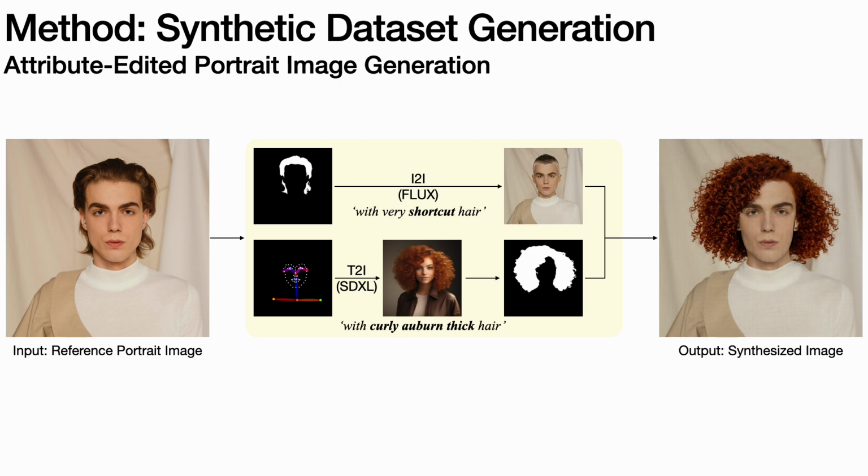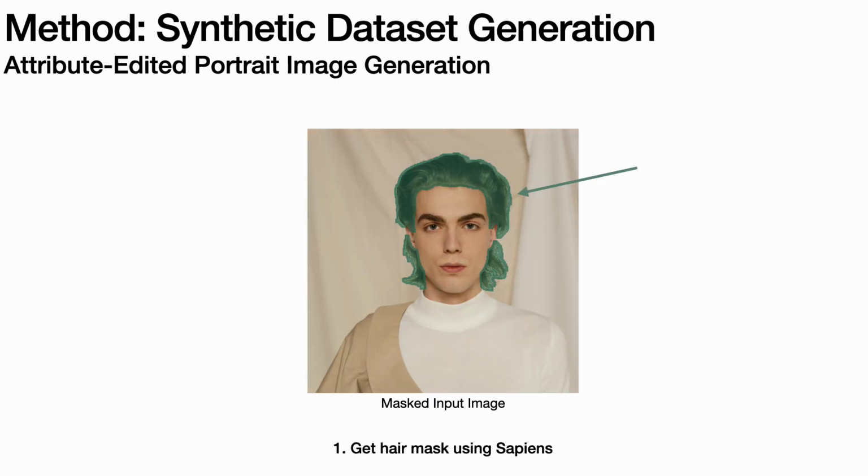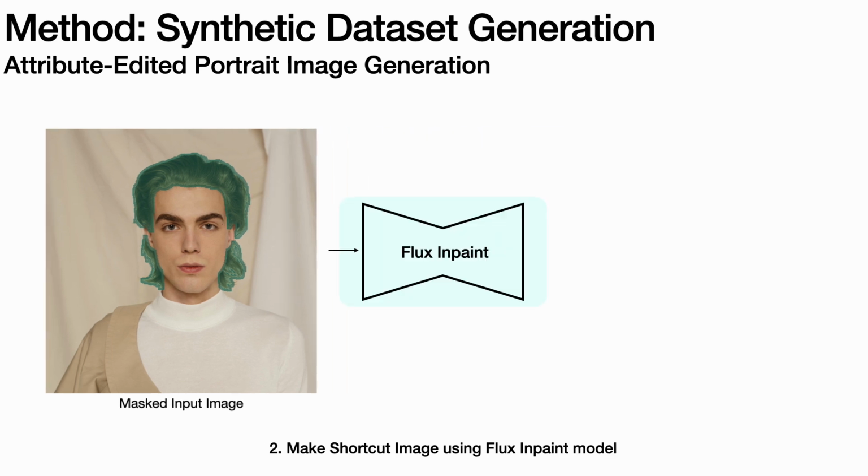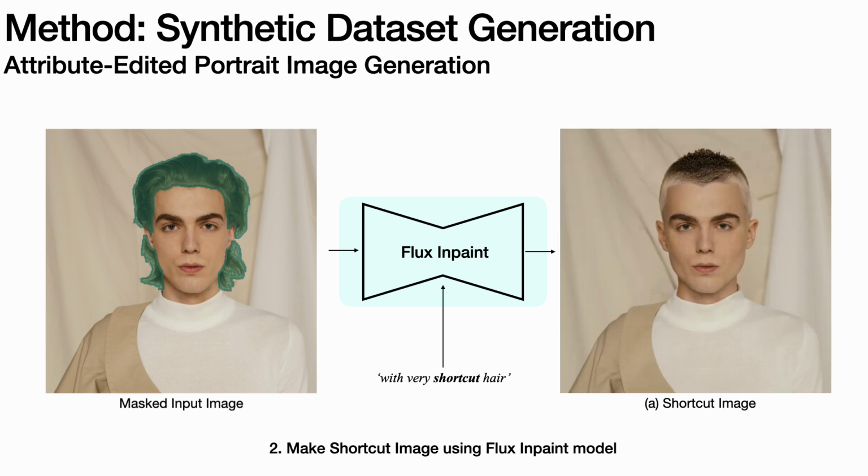We demonstrate how to generate portrait images with different hairstyles while preserving the identity of the reference portrait image. First, we generate a hair mask from the reference portrait image using an off-the-shelf segmentation network, the Sapiens model. Second, we use the estimated mask image in the original portrait image to generate an image with the flux inpainting model, transforming the person's hairstyle to a shortcut style while preserving the identity. This step is essential to remove possible artifacts from large initial hairstyle.